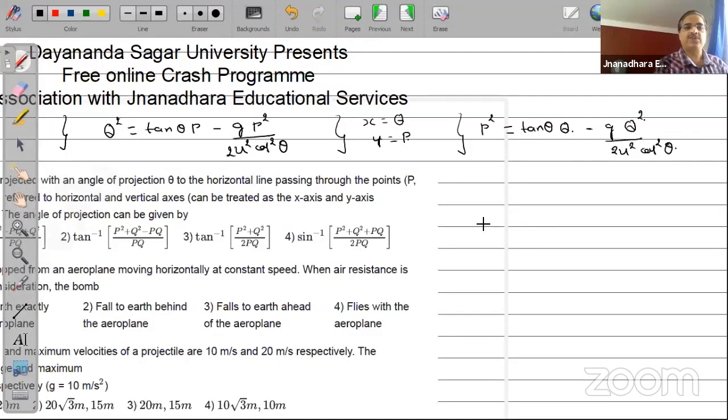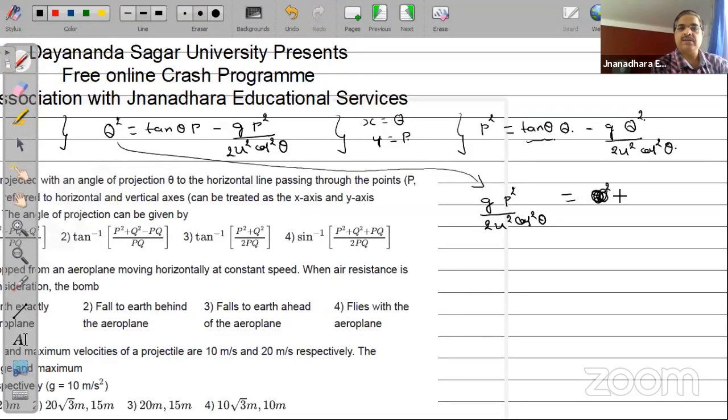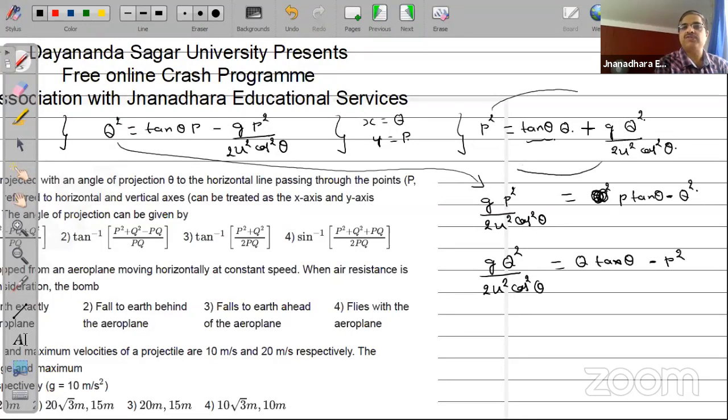Now I have to basically get the expression for the angle of projection. So I have to find out what this theta is. The way I'm going to go about it is by writing these two expressions. Look how I'm going to write it: g p square by 2u square cos square theta can be written as p tan theta - q. Similarly, g q square by 2u square cos square theta can be written as q tan theta - p. I just interchanged these two expressions here and then got it.